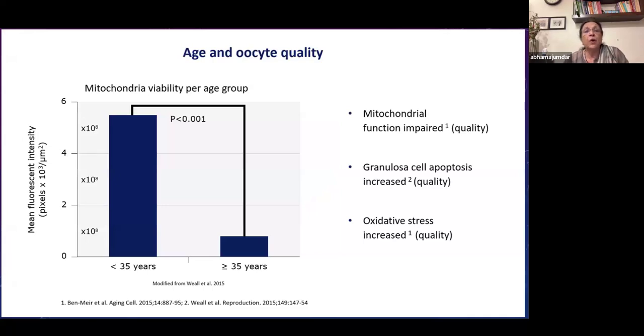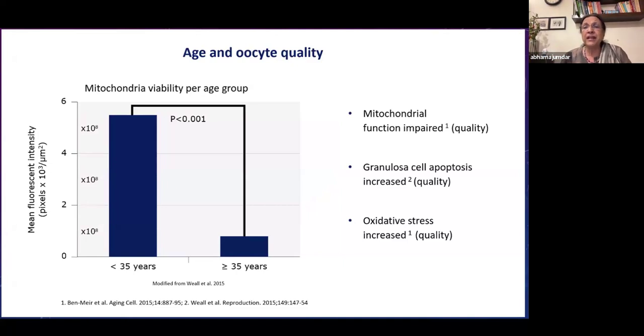Now, patients of advanced age. What are the reasons that we see in advanced age? What happens to the oocyte quality? Why are we so worried? It is the mitochondria. And all therapies are aimed at enriching the mitochondria of aging women.